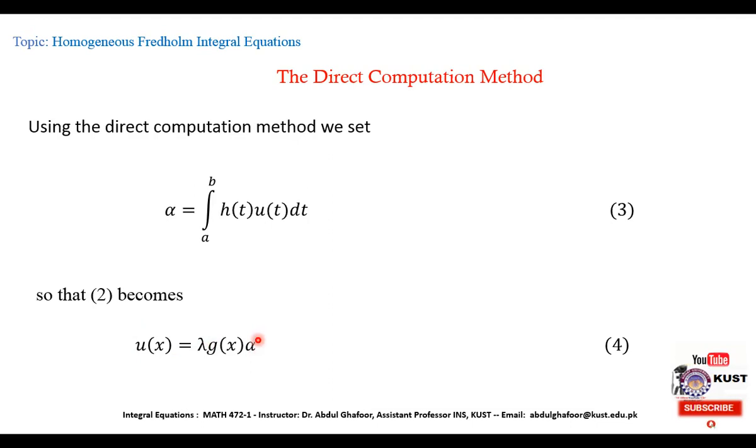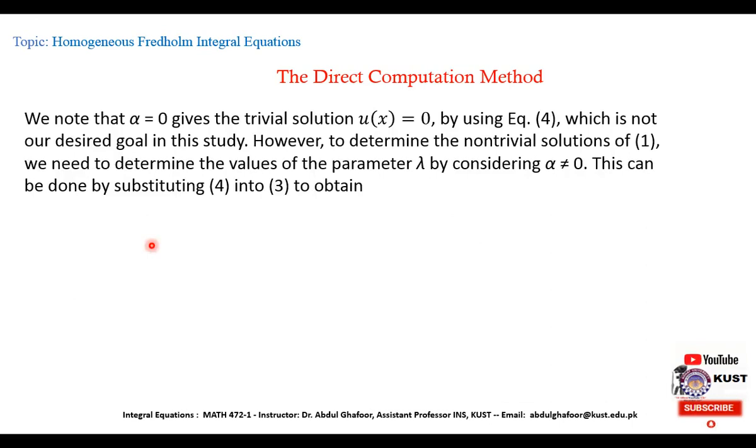So, we are looking for the non-trivial solution. For this, we will find the values of lambda for which there is a non-trivial solution. And this also depends on alpha, that is, for which value of alpha we consider the value of lambda. So you can see from equation 4 that when alpha is equal to 0, this gives us the trivial solution, only u(x) equal to 0, because on the right hand side when alpha is 0, u(x) will be equal to 0, which is not of our interest.